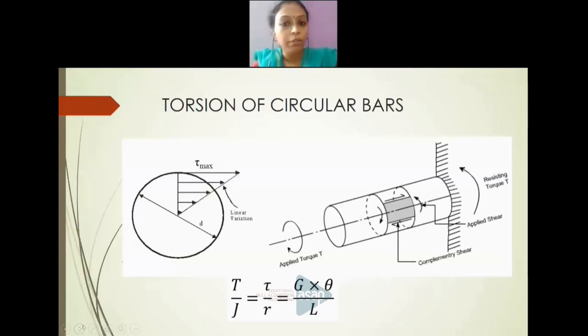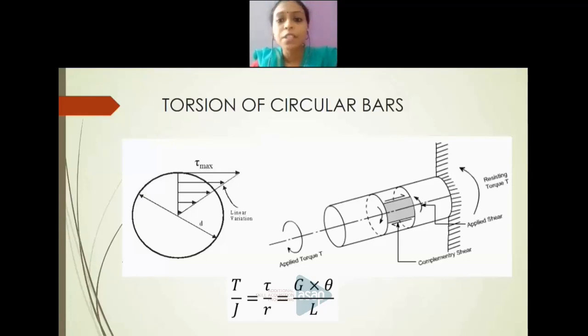Clear? Now, we are concerned only with torsion in this particular session. So torsion is the effect of the twisting moment which is applied about, not along, about the longitudinal axis of the structure. The twisting moment is known as torque, and the effect of the torque is known as torsion.